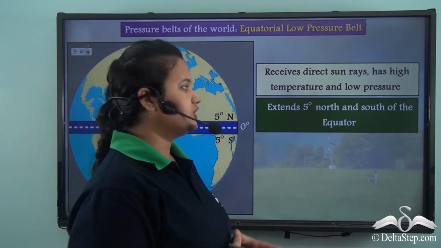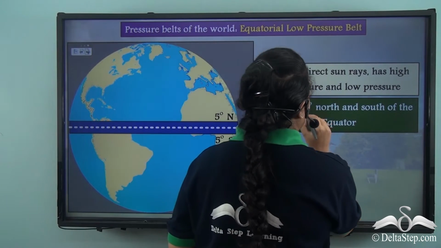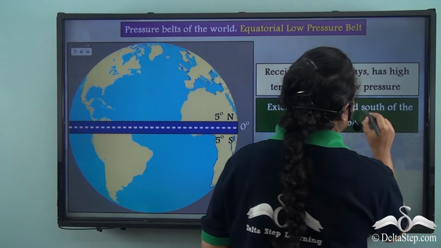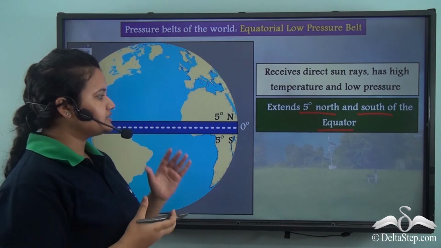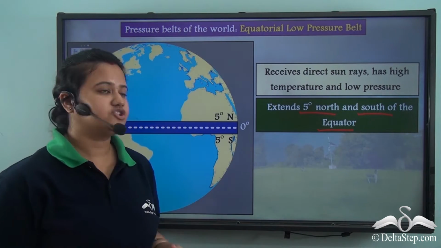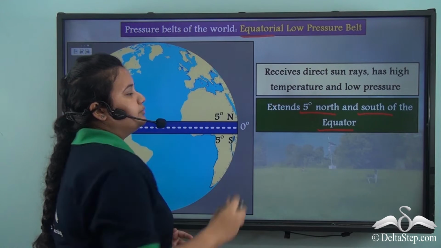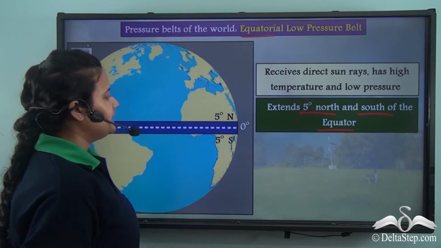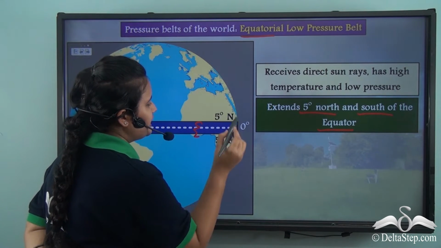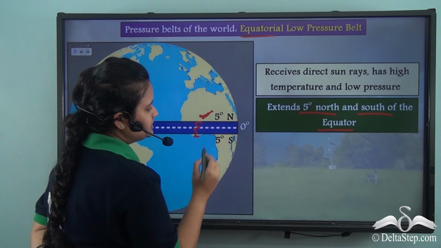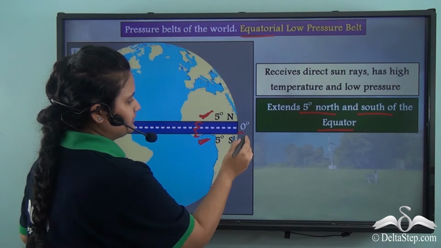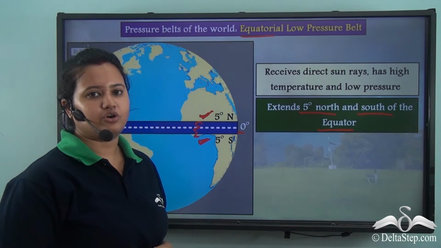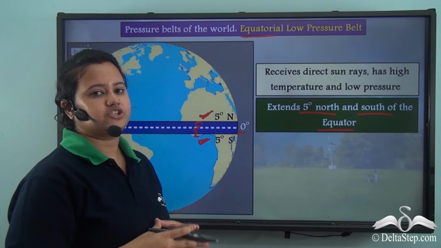Now, this pressure belt extends 5 degrees north and 5 degrees south of the equator. See, in this globe, we can see the extension of the equatorial low pressure belt, and we can see that this pressure belt extends 5 degrees north of the equator and 5 degrees south of the equator. So, this is the extension of the equatorial low pressure belt.